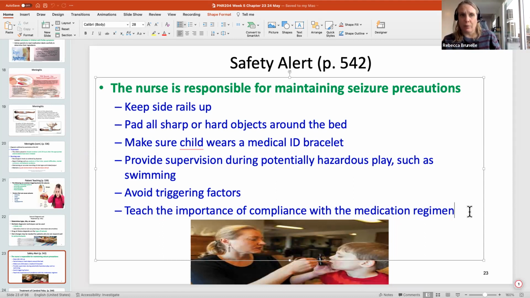And then medication compliance is really, really important. A lot of the medications work when they have a therapeutic level in the blood. So if they're not getting their medication on a regular basis, then they're not going to have that therapeutic level and the medication is not going to be working correctly.